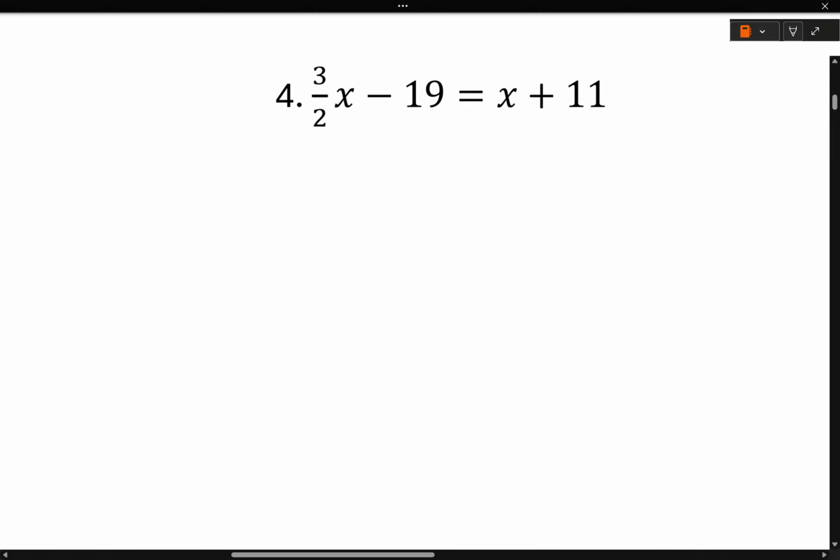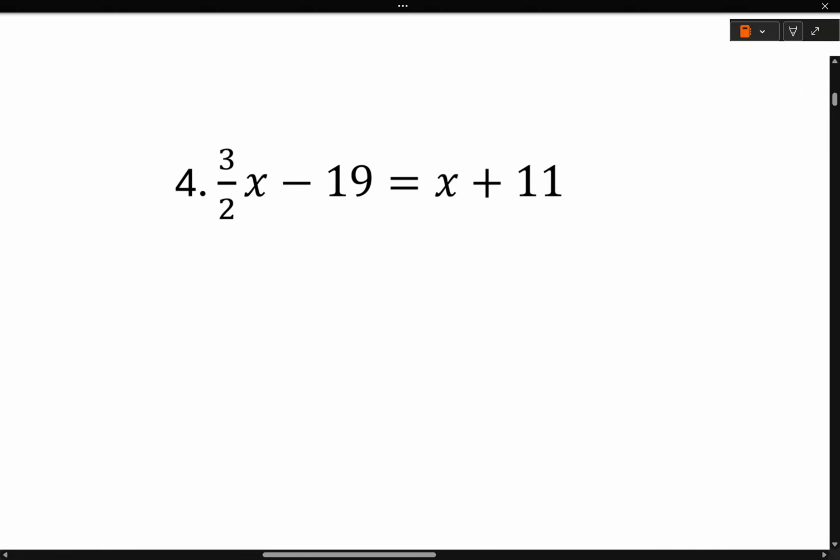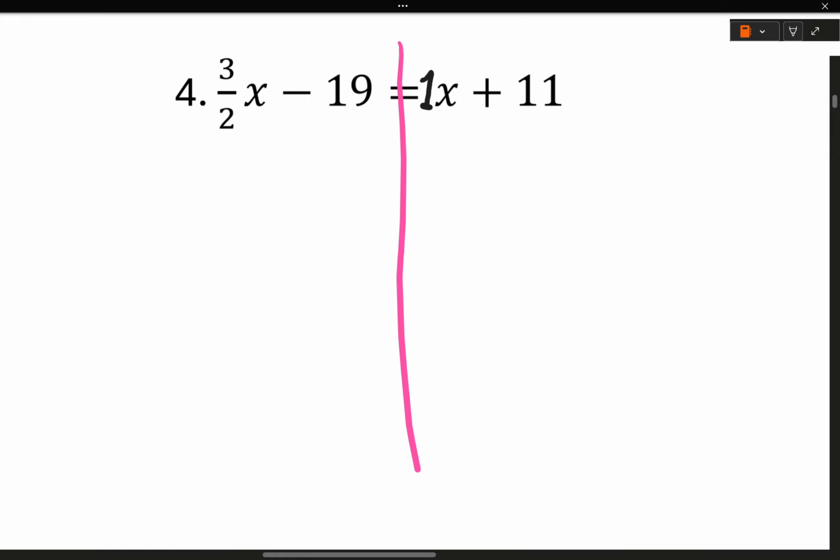Let's look at 4. Oh no, 4 has fractions. Don't worry about it. It's going to be just fine. Remember that we have a 1 in front of this x. It's invisible, but it's there. Let's draw the line. Again, let's follow my little made-up rule of bringing the x's to the left, just to stay consistent. How would we bring a positive 1x to the left-hand side? How do we move it from left to right? What should we do? We should subtract, right? Positive, negative are opposites.